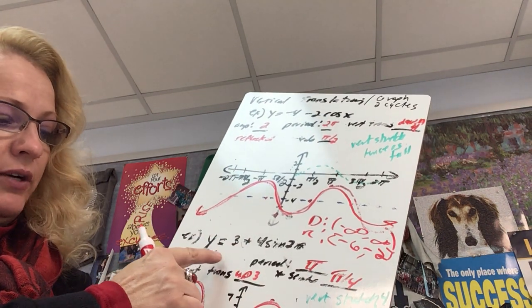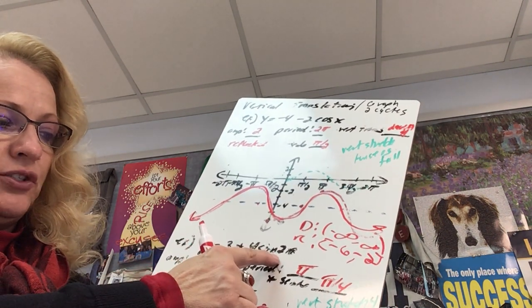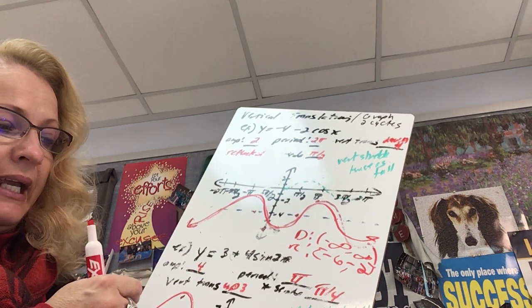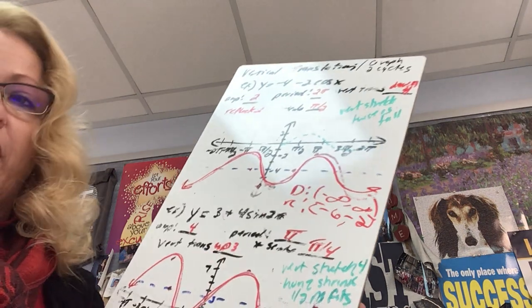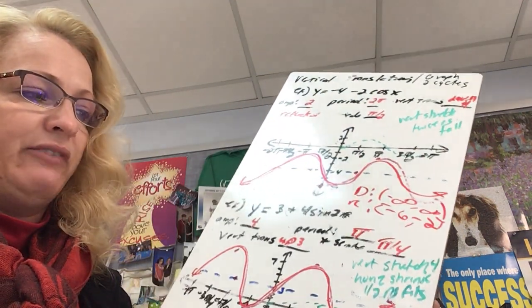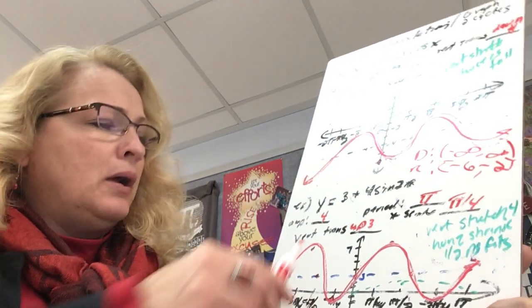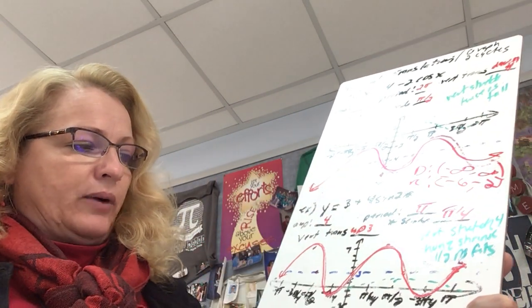Okay, so if you want to, disregard the vertical translation at first, and then you can deal with that. So my amplitude is 4. My period is 2 pi divided by 2, which is pi. So my x scale, I'm going to take pi divided by 4. My x scale is pi over 4. I'm going to be counting by 45 degrees on the x-axis. Now, my graph will be moved up 3.